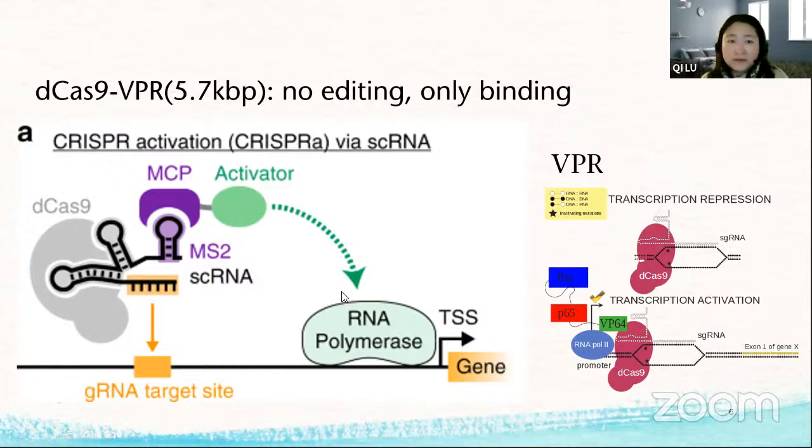And this activator in this system is VPR, which is VP64, P65, and RTA complex. And this fusion protein is fused onto the Cas9 system. Then they can bind to the gene's upstream sequence, then attract an RNA polymerase to bind to the promoter of the target gene, then start the transcription of the gene. And this attraction may be due to a protein-protein interaction.